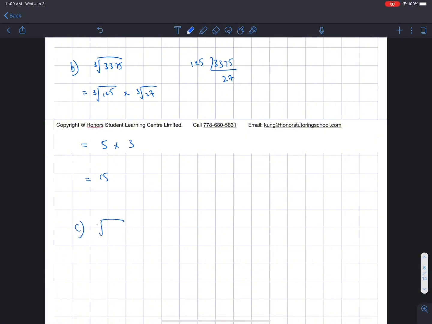C, cubic root of 8,000. So when you're dealing with cubic roots, you can always take out 1,000, so 1 with 3 zeros. Because the cubic root of 1 with 3 zeros is just 1 with 1 zero. You just divide the amount of zeros by 3. And if you think about this, 10 times 10 is 100, 100 times 10 is 1,000. This is also why cubic root of 1,000 is 10. The cubic root of 8 will just be 2, and we get 20.